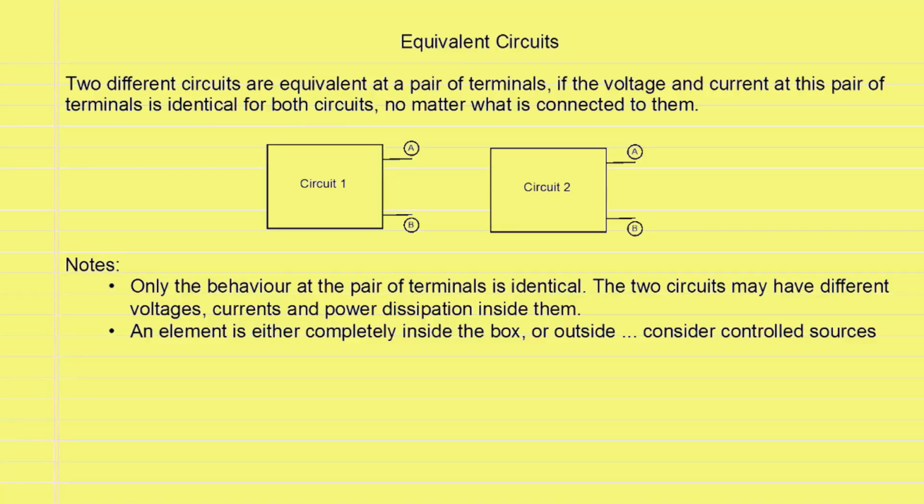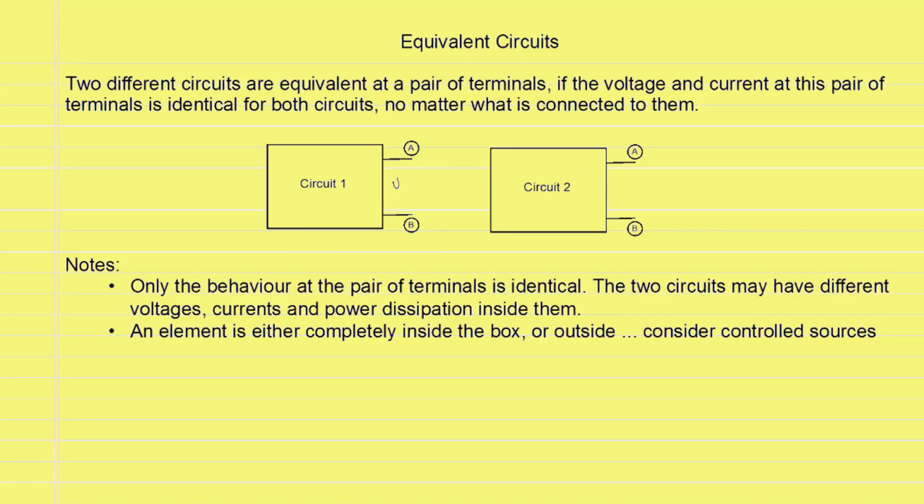For example, we show two circuits called circuit 1 and circuit 2. Each of these circuits has a pair of terminals A and B coming out of the circuit. The terminals A and B are the pair of terminals that we are referring to in the above definition, at which the two circuits are equivalent. The voltage and current that we are interested in is at this pair of terminals at nodes A and B.